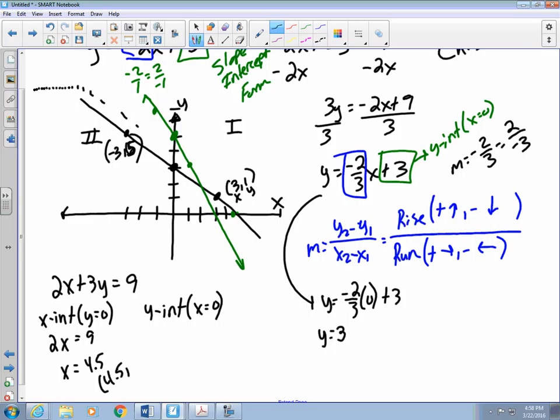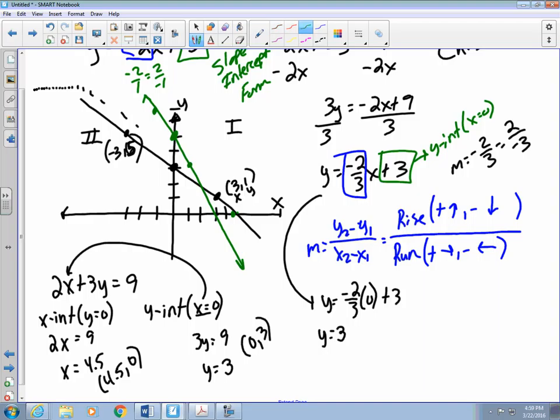4.5, which is 4.5 to the right, and then nowhere up or down. Same goes for the y-intercept. I'm going to plug 0 in for the x. So 2 times 0 is 0, so you're only left with 3y equals 9, and then you divide by 3. Okay, and again, now you have that ordered pair. Don't go anywhere left or right, just go up 3, and we already knew that one.